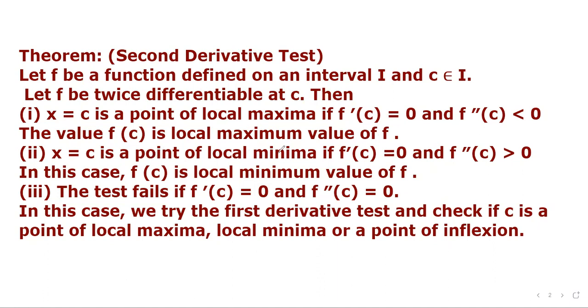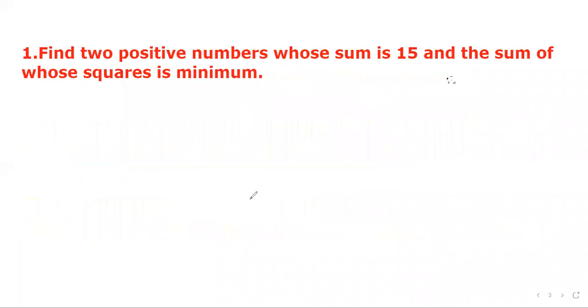x equal to c is a point of local minimum if f'(c) equal to 0 and f''(c) is greater than 0. In this case, f(c) is a local minimum value of f. The test fails if f'(c) equal to 0 and f''(c) equal to 0. In this case, we try the first derivative test and then we try to locate local maximum, local minimum, or point of inflection. Now, let's understand it by some questions.